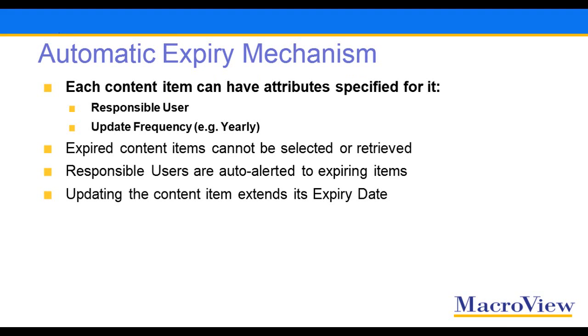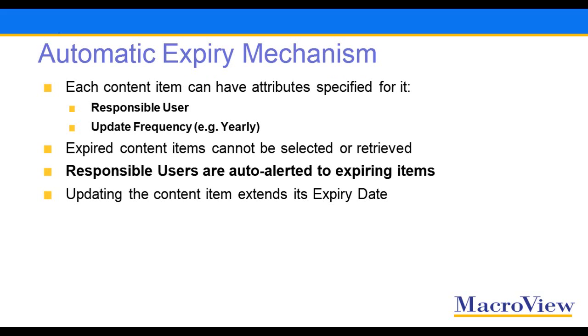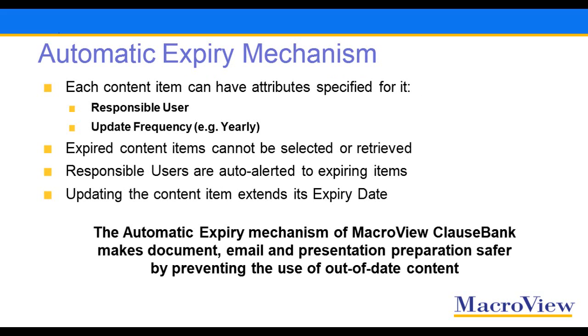Each content item in Clause Bank can have a responsible user and an update frequency specified for it. An update frequency could be, say, yearly. So once a year, Clause Bank will automatically alert the responsible user that their clause needs to be checked in case it is no longer up to date. Once the clause is updated, its expiry date is extended by a further year so that it can be selected by end users. This Clause Bank expiry mechanism prevents out-of-date content from being retrieved into presentations and emails and documents.